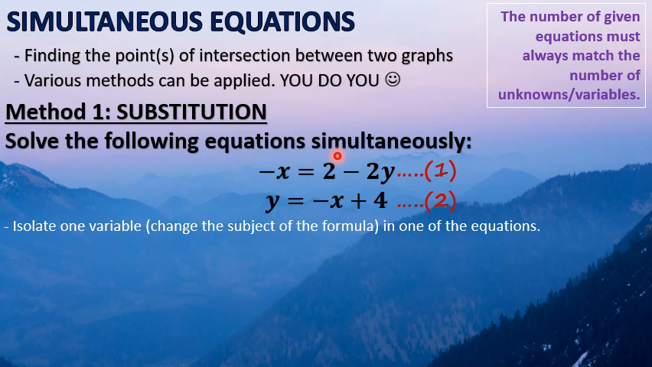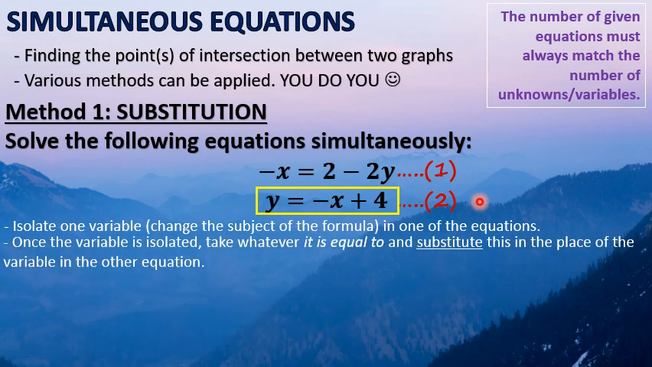Now step number 1 of substitution requires you to isolate one variable. What do I mean by isolate? I mean change the subject of the formula so that in one of the equations, one of the variables is all by itself. This is a lovely example because I didn't have to do any work. y equals negative x plus 4 already has y isolated on the left-hand side of the equal sign. y is already the subject of the formula for this equation. So in equation number 2, I've already got y isolated.